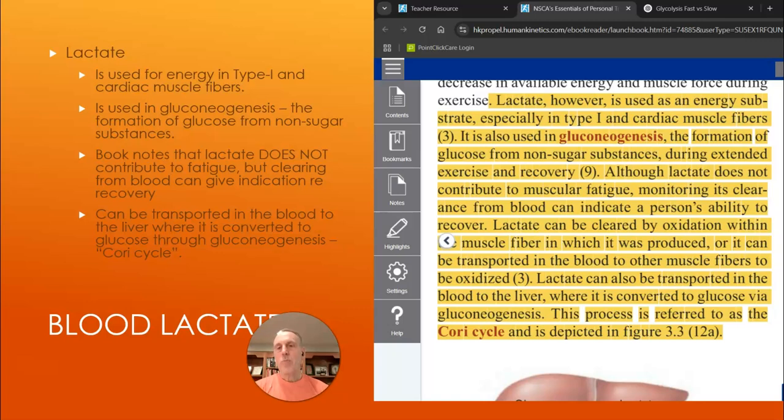And we transport it in the blood to the liver where it's converted into glucose through what's called gluconeogenesis. And again, you can break that out into gluconeogenesis, or what's commonly known as the Cori cycle. So with this, on the right side, lactate, however, is used as an energy substrate, especially in type 1 and cardiac muscle fibers. We know that. It's also used in gluconeogenesis, the formation of glucose from non-sugar substances, which in this case would be the lactate. And it doesn't contribute to muscular fatigue, et cetera. And everything else, I think I got pretty much tied in over here.